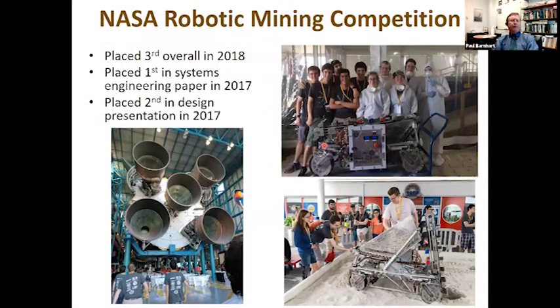Over the last couple of years, this team placed third overall in 2018, placed first in the systems engineering paper in 2017, placed second in design presentation in 2017. And I really haven't kept the slides up for the last couple of years, so they're equally successful results in the competitions. And you get to go fun places.